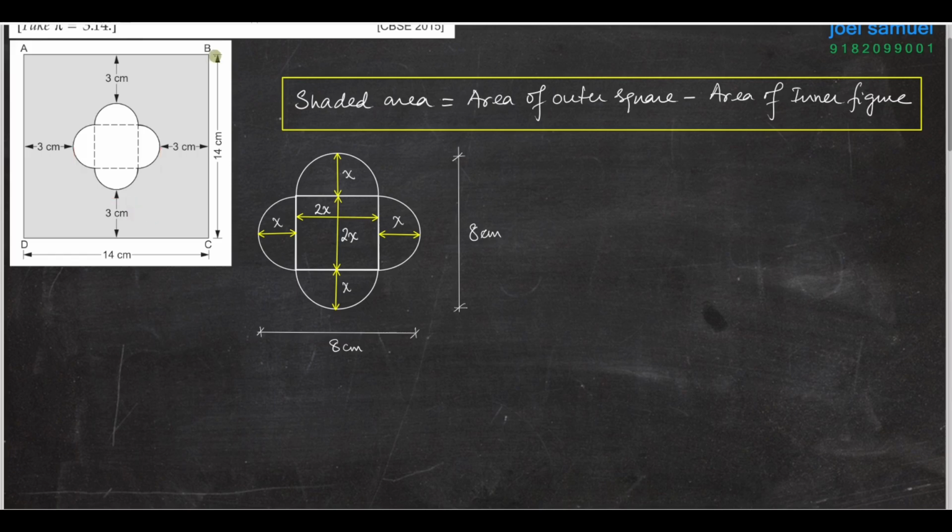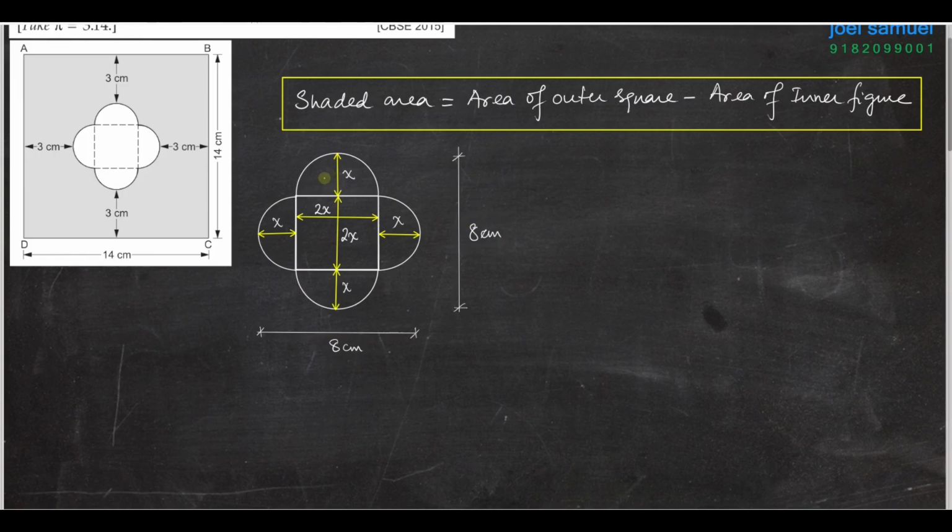Same way, if you look at this outer dimension, that's 14, and there's a 3 offset on top and a 3 offset at the bottom. So 14 minus 6 again gives you 8 centimeters. So again, this top to bottom dimension is 8 centimeters. That's exactly what I've written here. There is an 8 here and there's an 8 here.